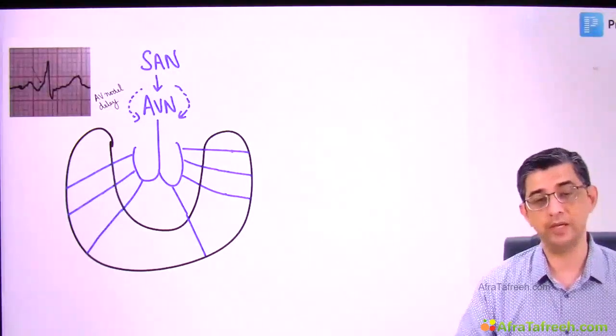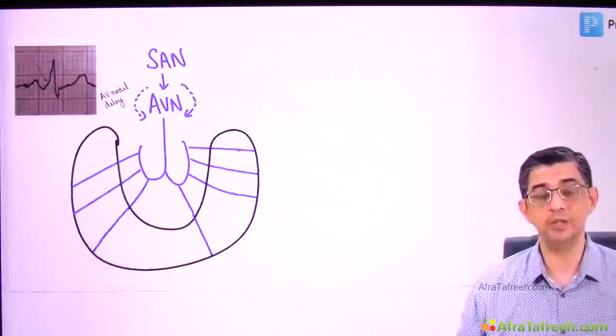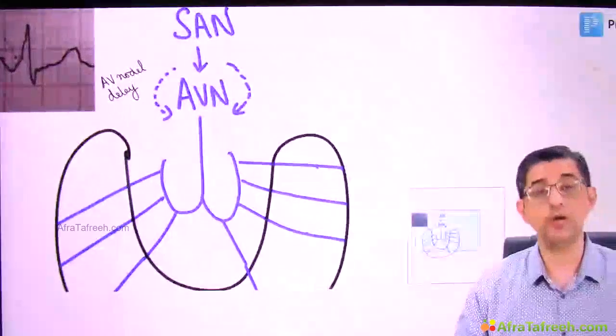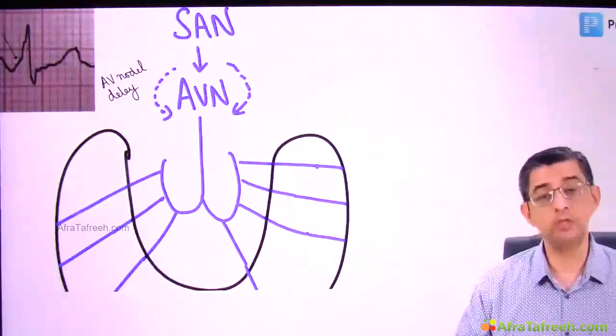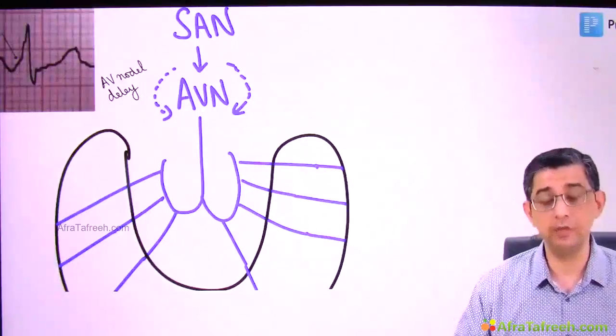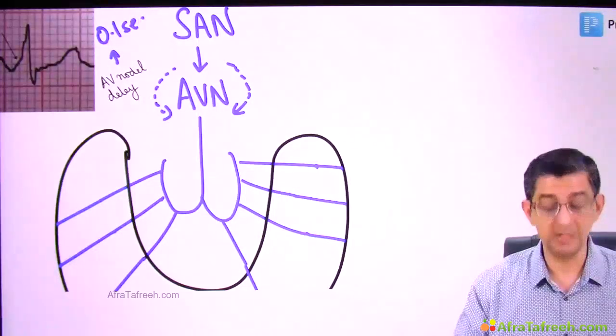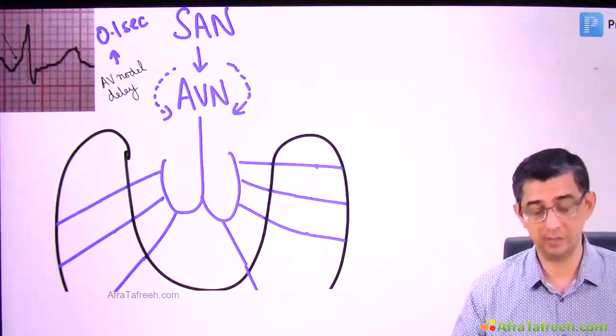Let us understand why. You see, the current always goes from the SA node to the AV node, goes across the two sides of the AV node, but the AV node exhibits a very slow conduction. That is why in physiology you will always read the words AV nodal delay. In fact, I would like to highlight that about 0.1 second is wasted when trying to navigate across the two sides of the AV node.